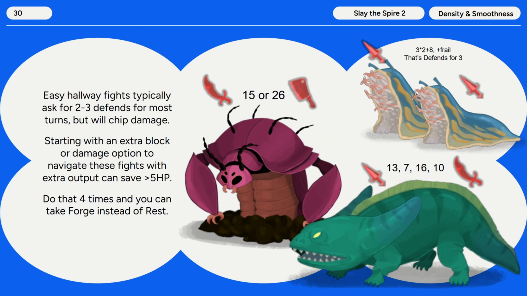This is what people call the snowball effect, right? Your deck getting better saves you HP, and then you can Forge and make your deck better again. If you save an average of 5 HP over the course of 3 easy hallway fights and then 1 hard hallway fight, that is what a Rest is going to be worth most of the time, somewhere between 19 and 23 HP, right?